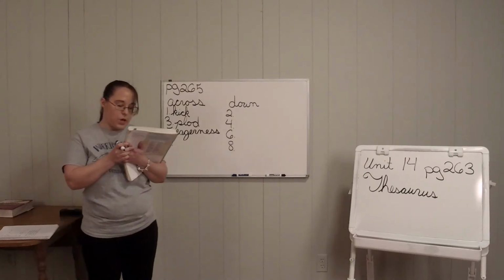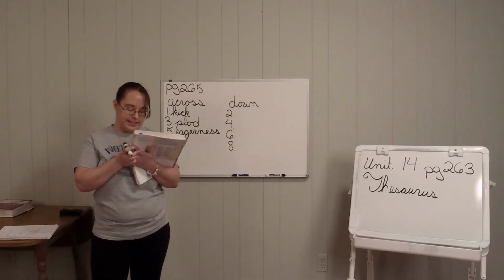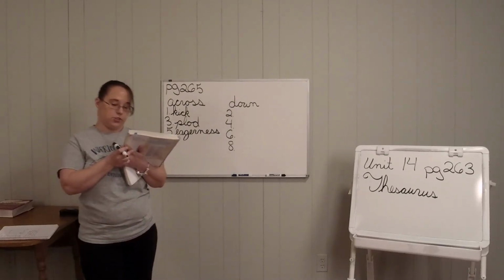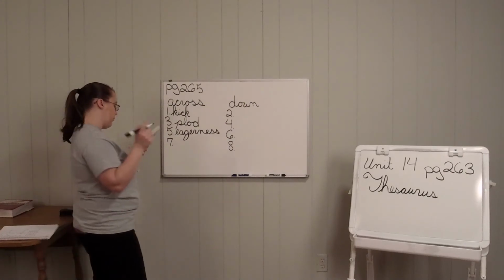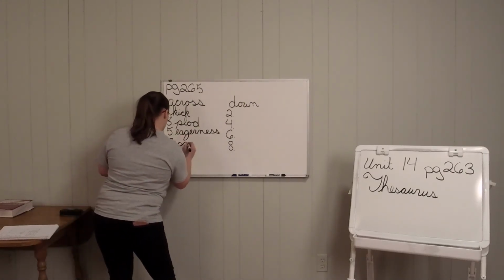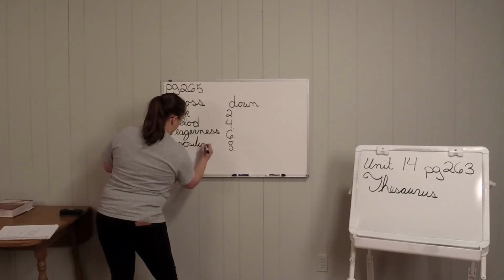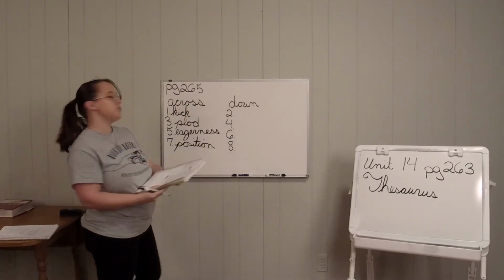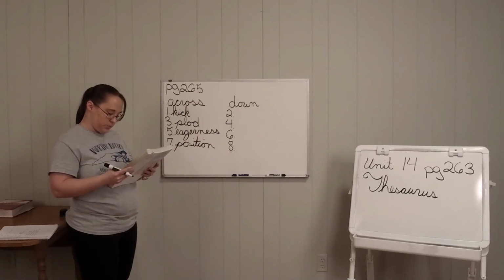Okay, 7. What is the first synonym for slot that means the same as place? So you would look in your thesaurus, find the answer under slot, and it would be position. Okay, those are the ones that are across. Then you'll look at the down.